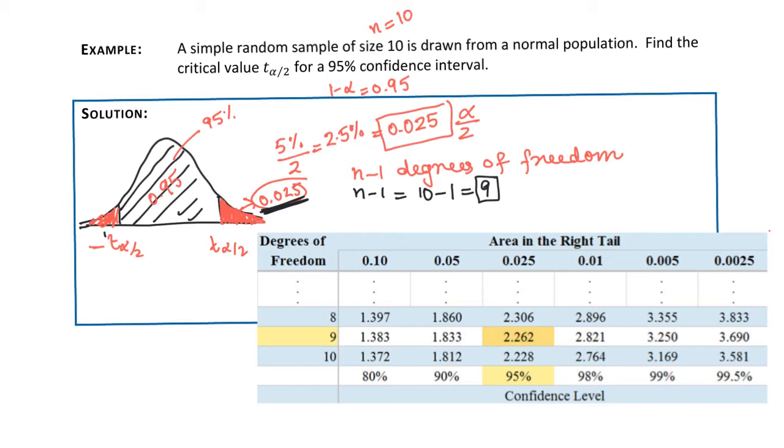So in the table, look at the row degrees of freedom 9 and the column 0.025 and find the intersection. So the critical value t alpha over 2 is 2.262.